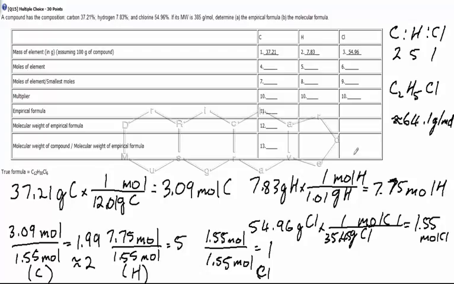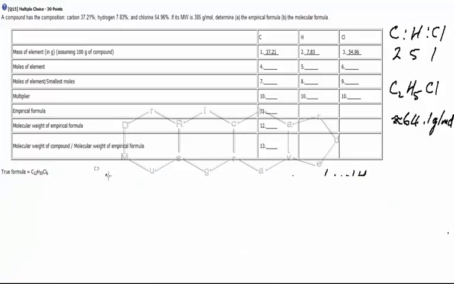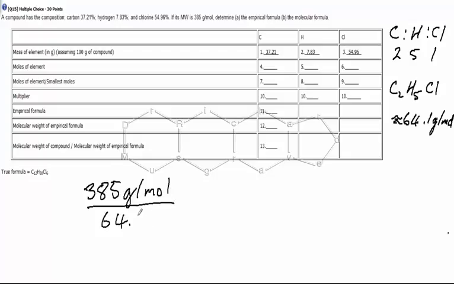And what we'll do then is, I'll delete this here. We now have the molecular weight, which is 385 grams per mole. We'll divide that by the empirical formula weight, which is 64.1 grams per mole, and we're going to come out to a value that's pretty close to 6.